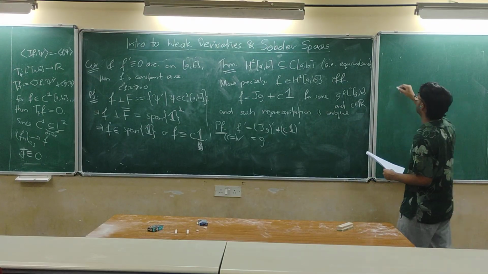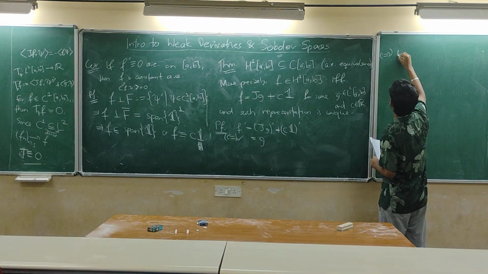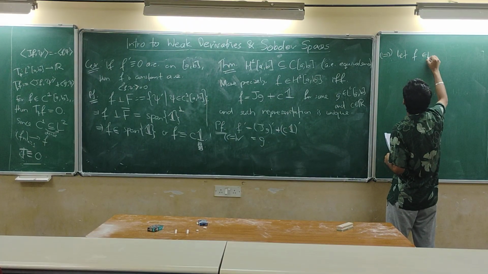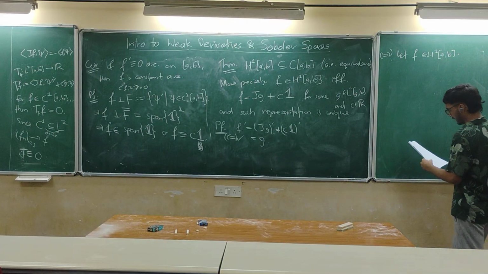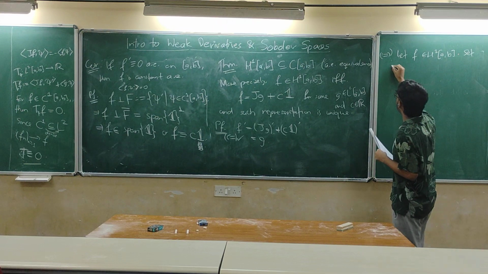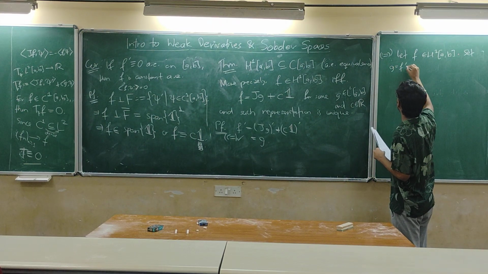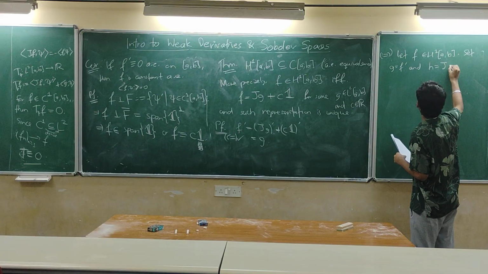For the converse direction, which is the forward direction, let f be weakly differentiable, in H1. Let's set g to be the weak derivative of f and h to be the integration of g.